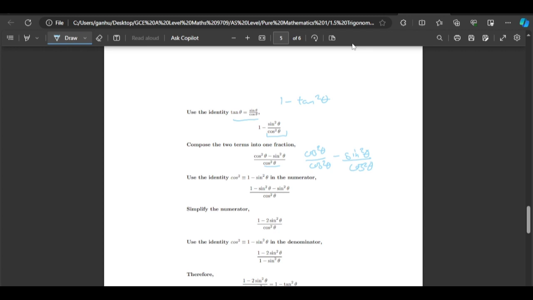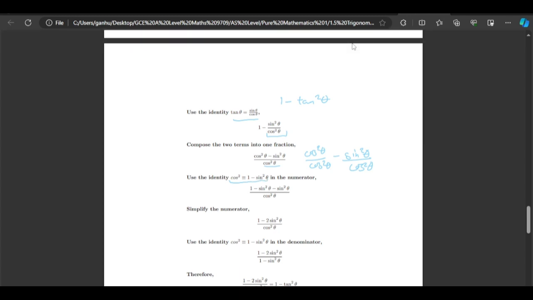And then we're going to use the identity cos squared theta is identical to 1 minus sine squared theta in our numerator, and this now becomes 1 minus sine squared theta minus sine squared theta. And if we simplify, we end up with 1 minus 2 sine squared theta over cos squared theta. Then again, in our denominator, we will use the same identity. Cos squared theta is identical to 1 minus sine squared theta, and you end up with 1 minus 2 sine squared theta over 1 minus sine squared theta. And now we have fully moved from the right hand side to the left hand side, and we've therefore proved our identity. Now let's look at one last identity.